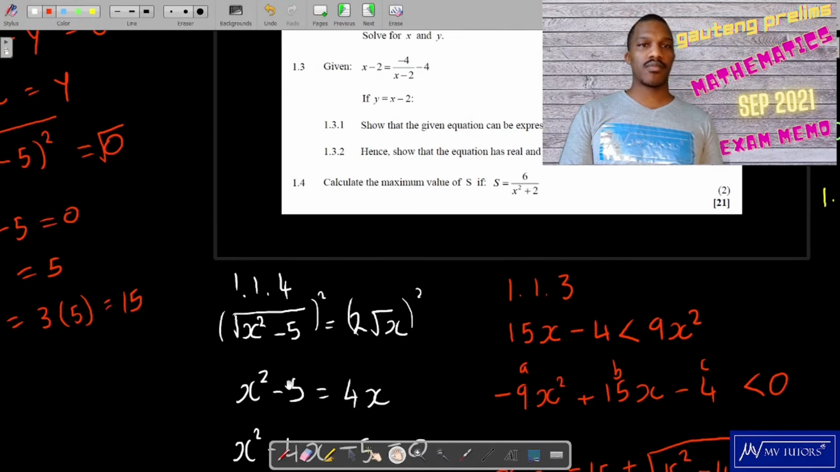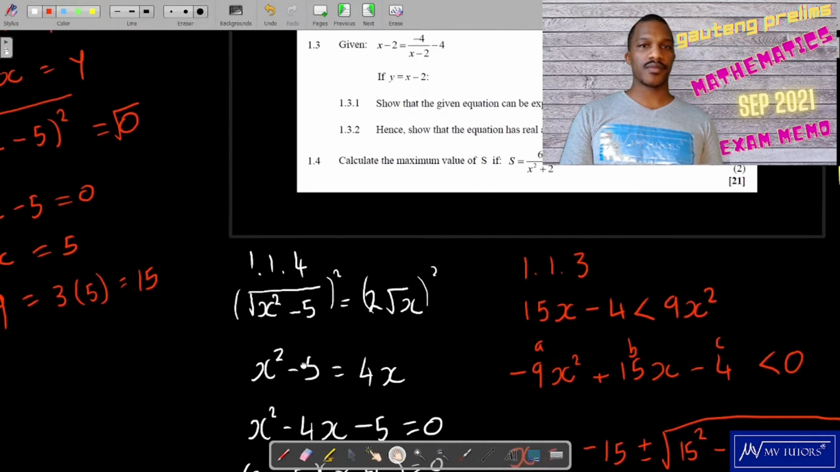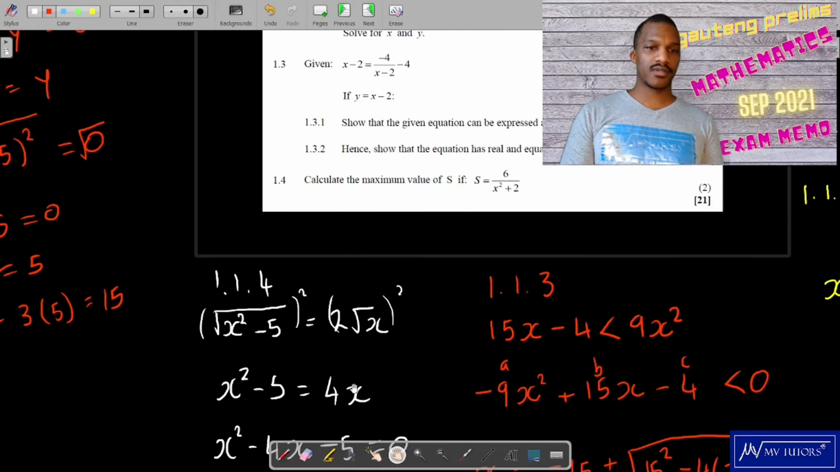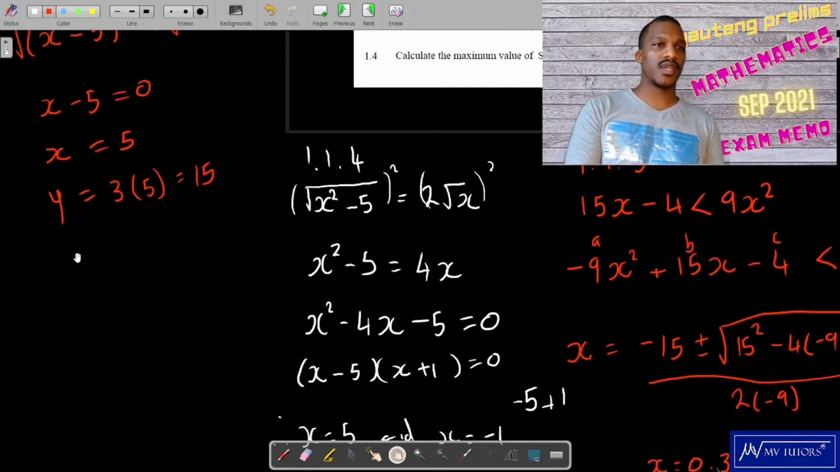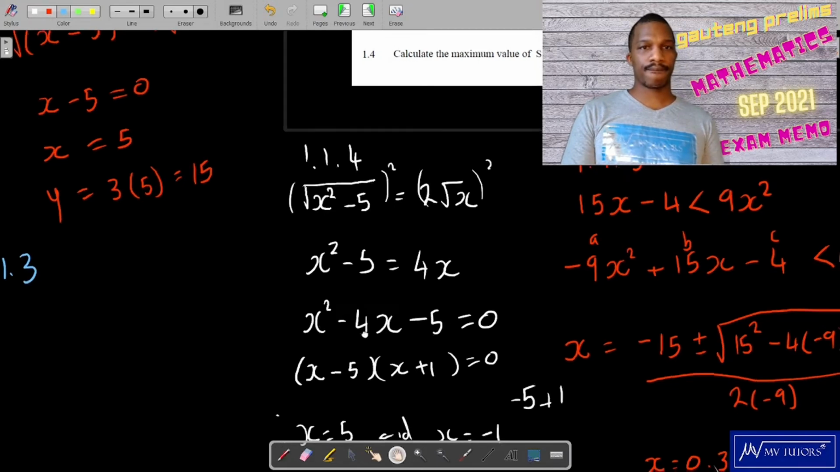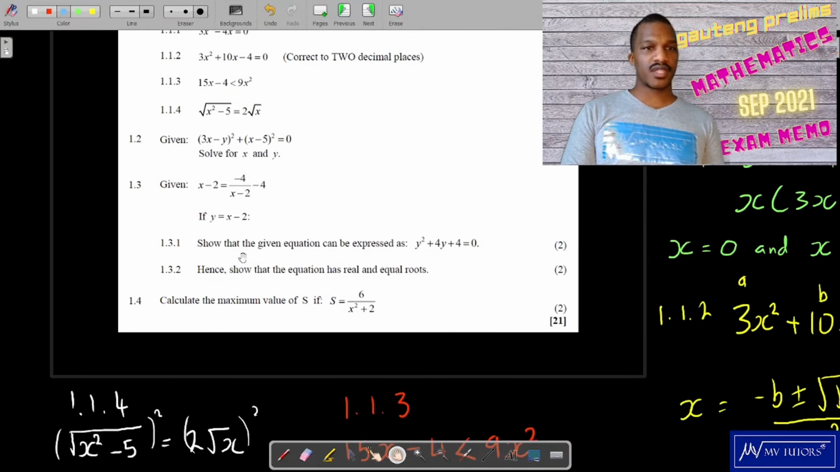We are on 1.3. Okay, so where do I want to do 1.3? I want to do it here. Let's go blue. So 1.3. It says given x minus 2, if y is equal to x minus 2, show that the given equation can be expressed as that. So I'm not going to worry too much about that.